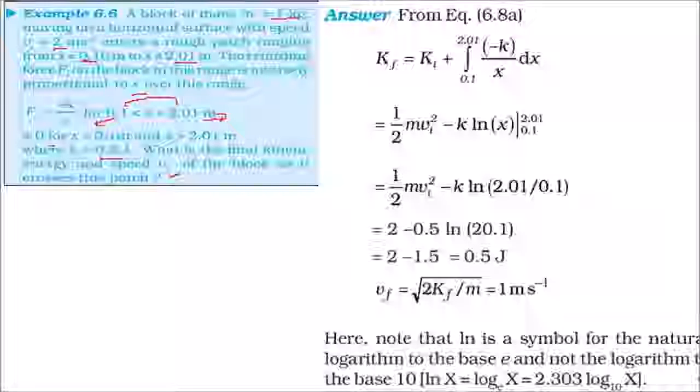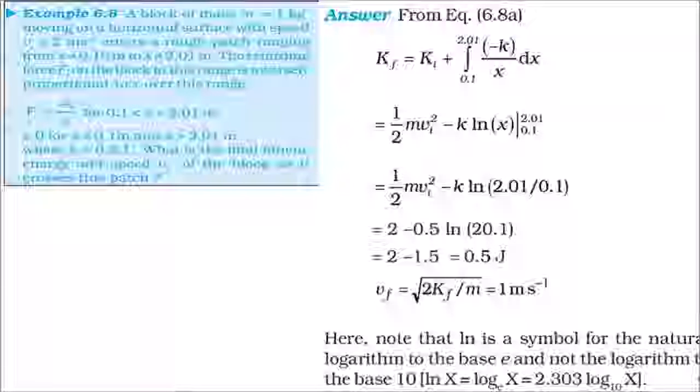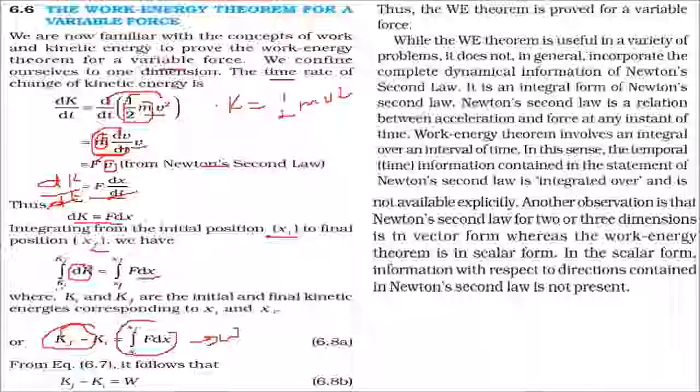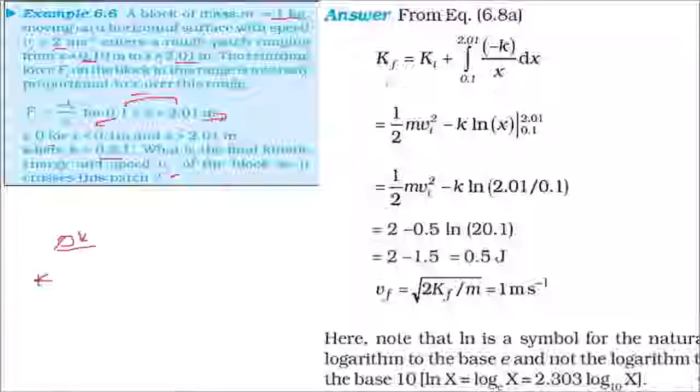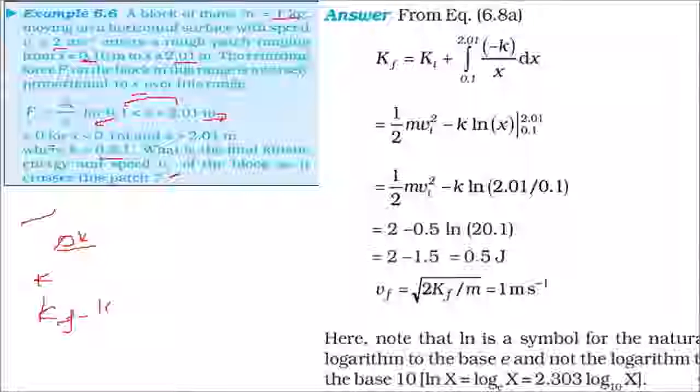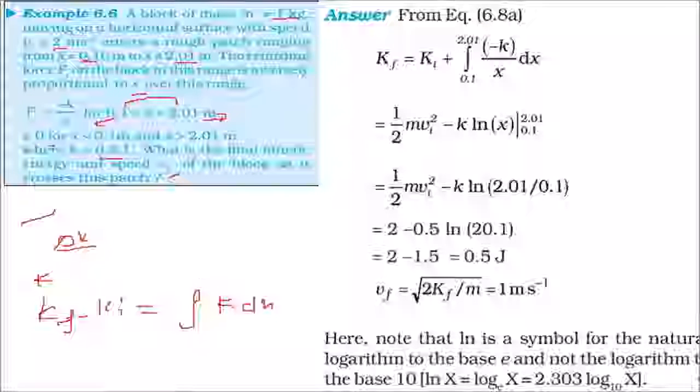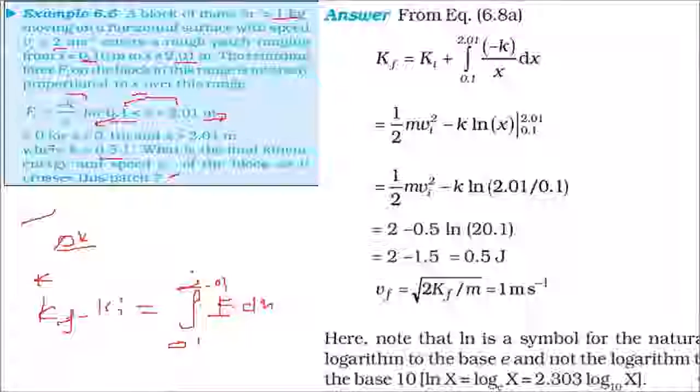So we'll use this formula directly. Kf minus Ki is what? Integration of F dx. Let me write the formula so that you understand it better. Kf minus Ki is equal to the integration of F dx from initial position to final position. What is the initial position? 0.1. What is the final position? 2.01. What is F? F is given by minus k by x. So put minus k by x here.